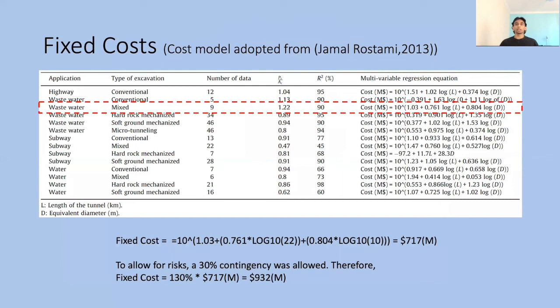Due to the very complex nature of a tunneling project and the inability to estimate costs through hourly rates, to estimate the fixed costs of the tunneling process, we have adopted the cost model that was initially proposed by Jamal Rostami. We assumed the excavation to be of mixed nature. The length of the tunnel was set to be 22 kilometers with an average external diameter of 10 meters. Following calculations, the fixed costs were estimated to be 717 million. We increased the cost by 30% to allow for any contingency as advised in the cost model proposed. The final estimate of the cost is $932 million.